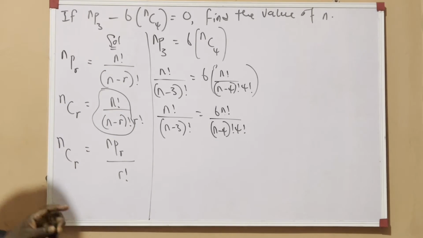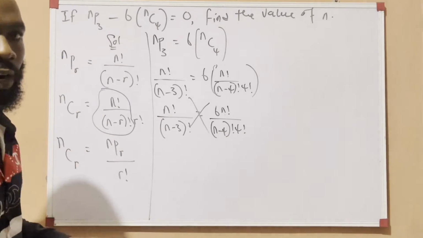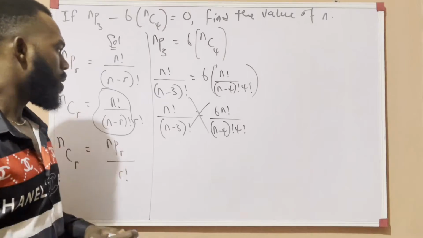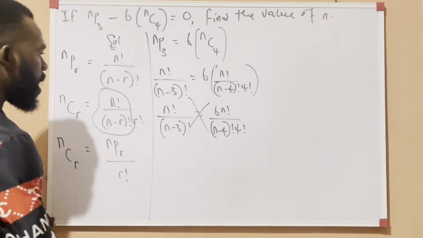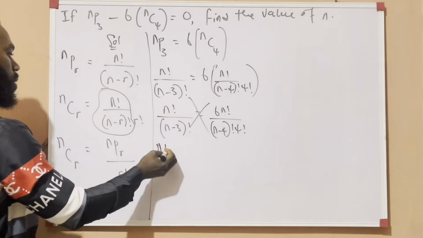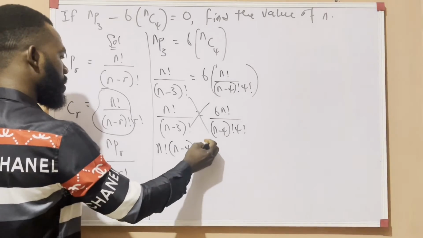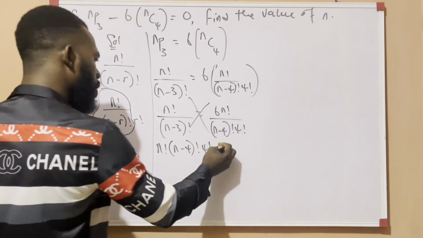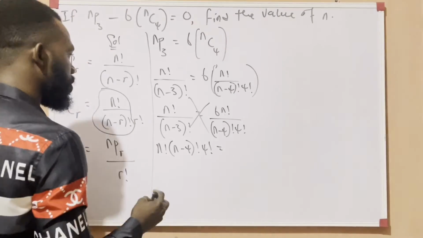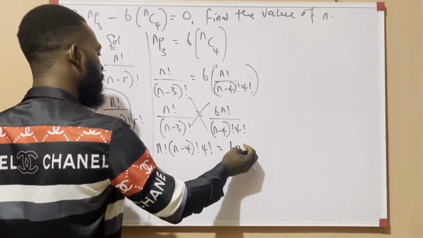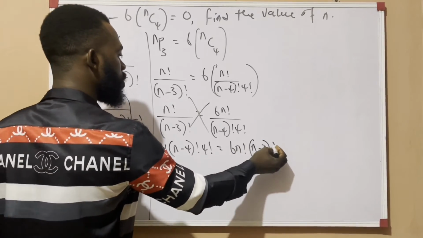Now what we are going to do next is this. Let us cross multiply in order to remove the fraction. So if n factorial multiplies n minus 4 factorial, 4 factorial, we get n factorial, n minus 4 factorial, 4 factorial. Are you with me? Now equal to, if 6n factorial multiplies n minus 3 factorial, we get 6n factorial into the bracket of n minus 3 factorial.